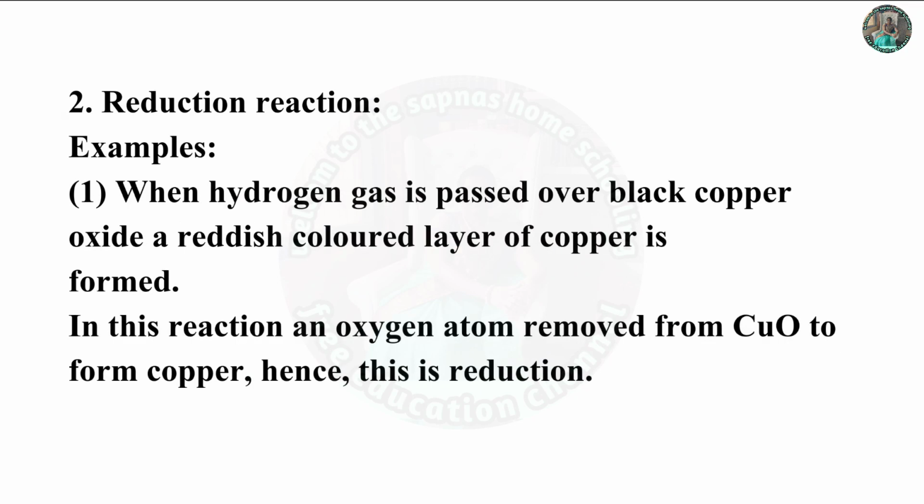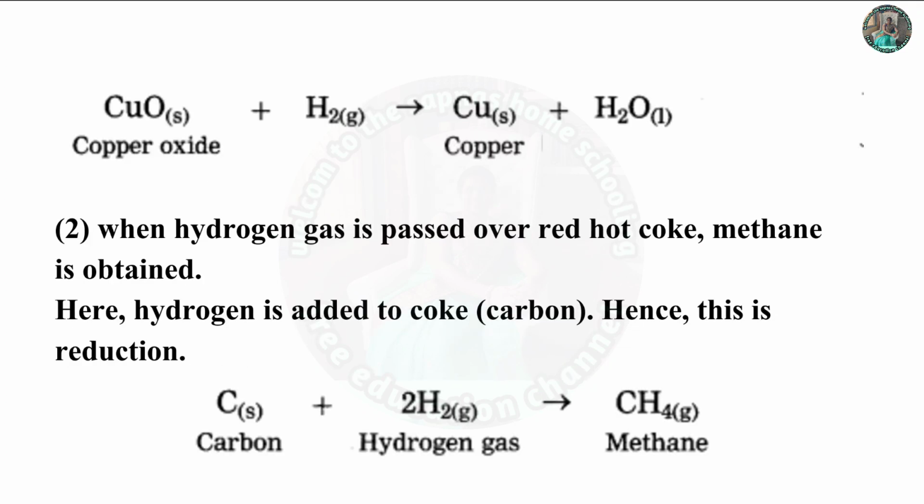Second, reduction reaction example. First, when hydrogen gas is passed over black copper oxide, a reddish color layer of copper is formed. In this reaction, an oxygen atom is removed from CuO to copper, this is reduction. So this is how it looks in this reaction.